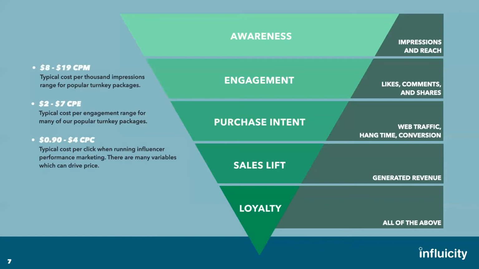Cost per click. Typical CPC when running influencer performance marketing, many variables, but we look at about a 90 cent on the low end to a $4 on the high end. Why the range? Well, you can imagine that if we're talking about getting a free or a discounted offer the next time you buy groceries, that might get a cheaper CPC, higher click-through rate, versus sign up for this obscure mortgage application, which is going to be much more targeted, and you're going to have to pay more for that CPC.